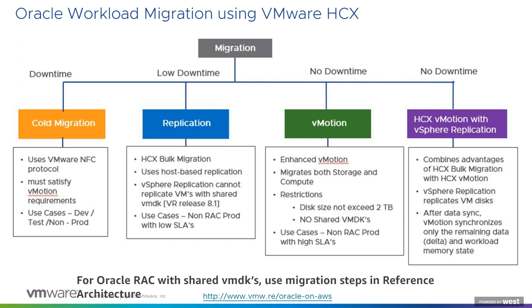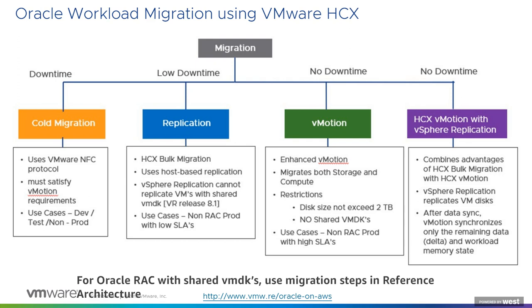Cold migration, where it integrates with VMware NFC, network file copy, and uses the same network path as HCX vMotion to transfer a powered-off virtual machine. So during a cold migration, the VM IP address and the MAC address are preserved. Cold migration must satisfy the vMotion requirement.